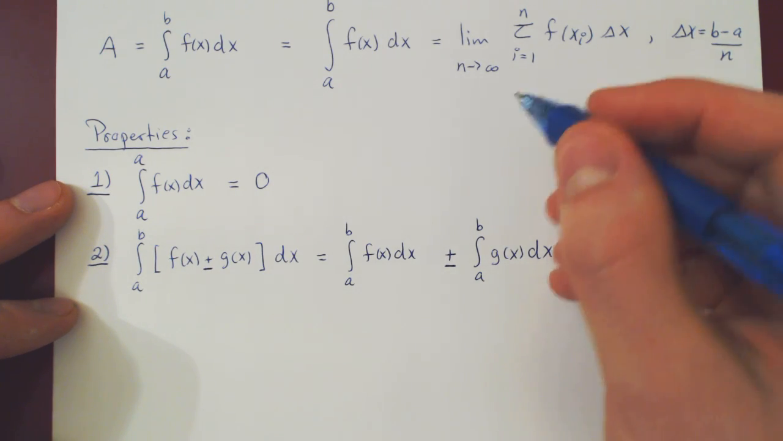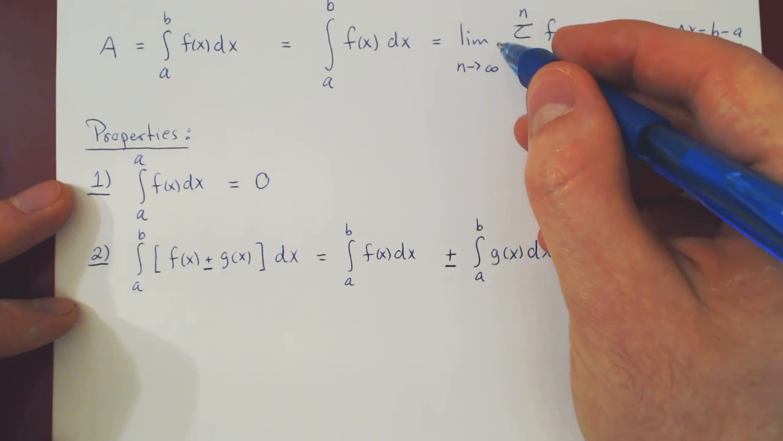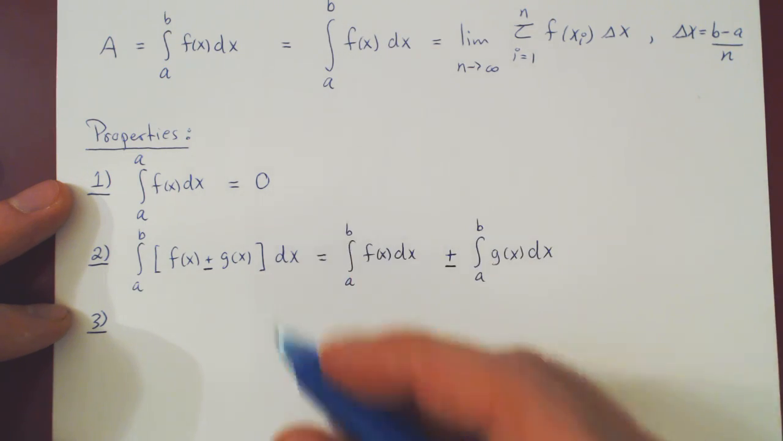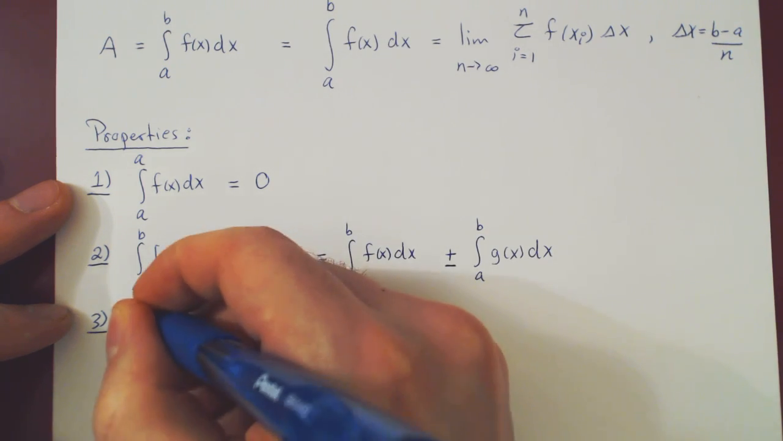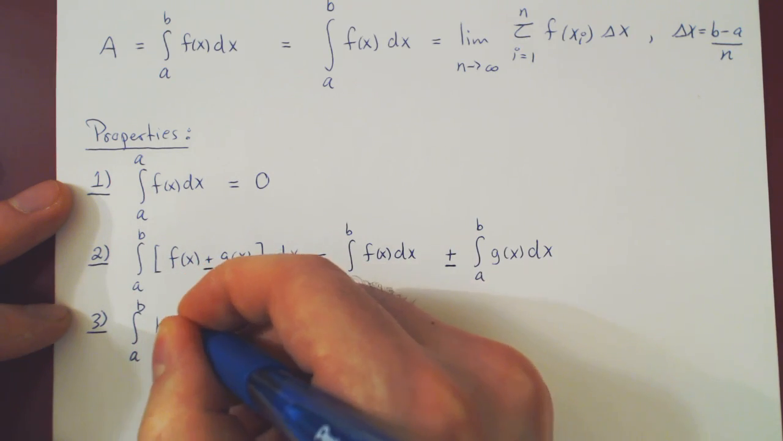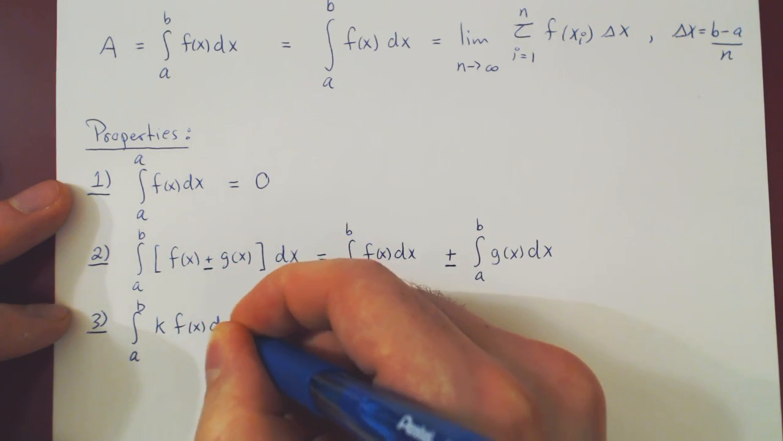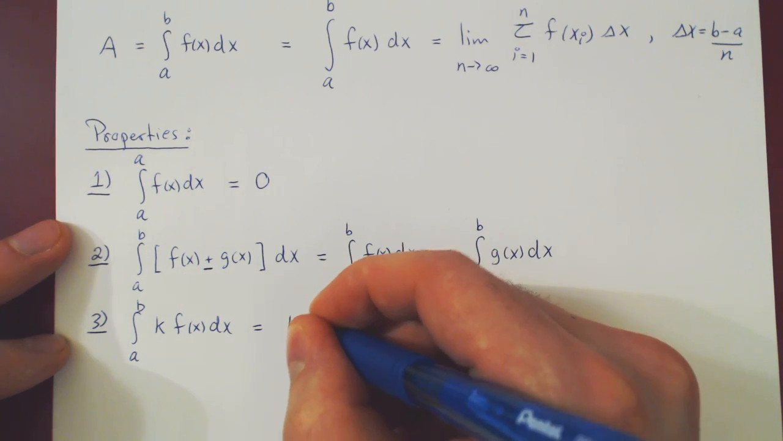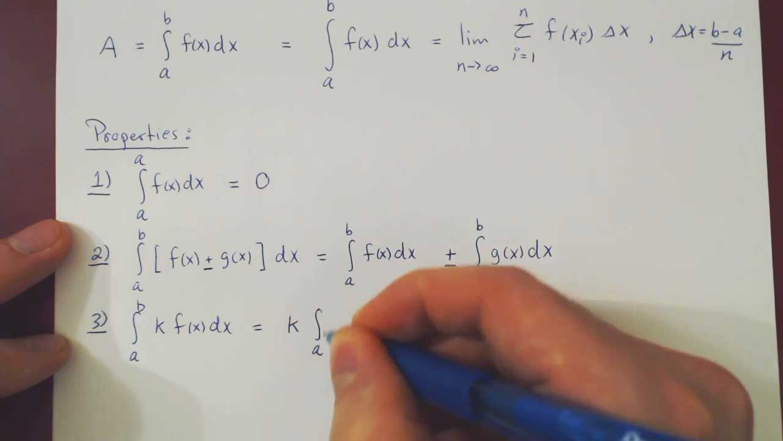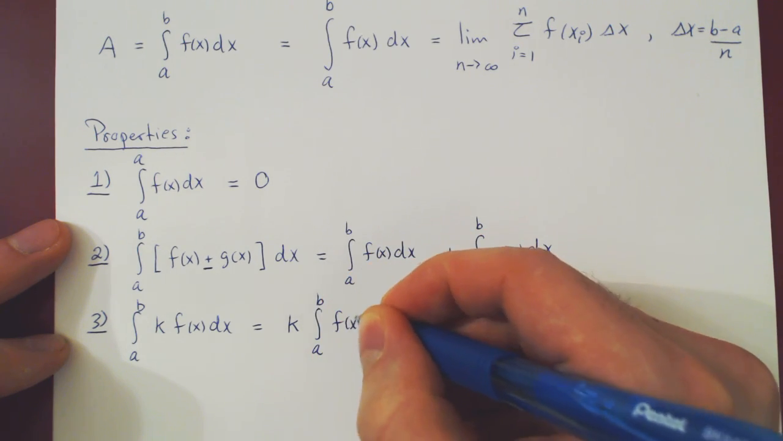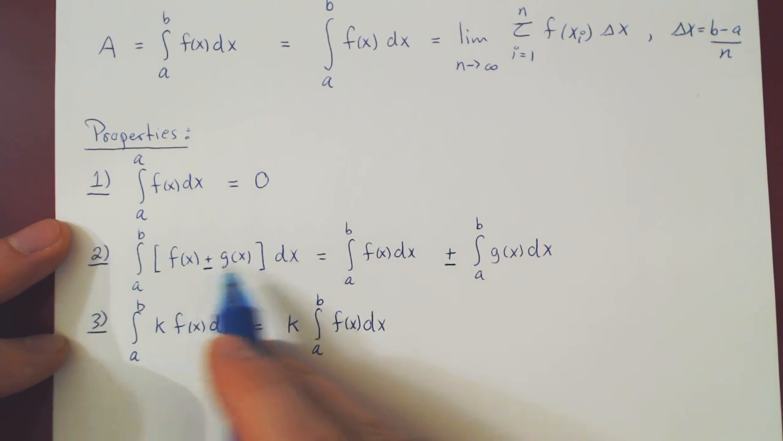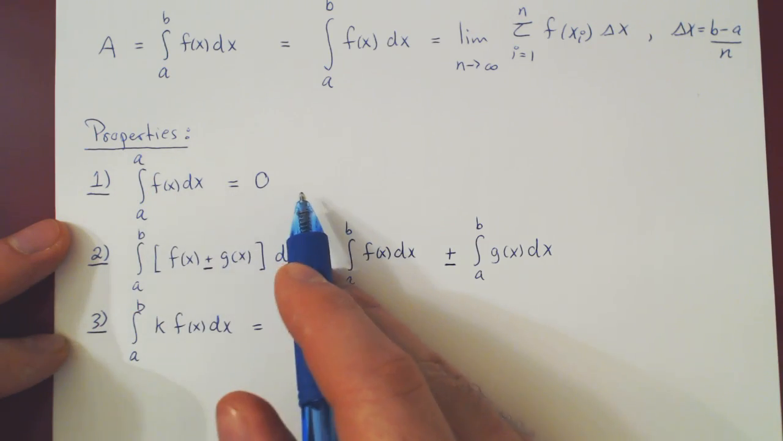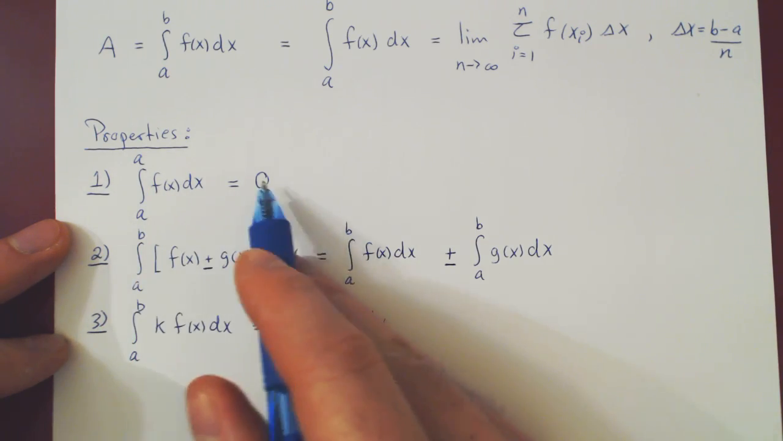Property 3. If you remember, we can pull a constant term out of the sum and also out of a limit. So the definite integral has the same property. If you integrate from a to b, say k times f of x, and k is a constant, we can move k outside the definite integral. So all very familiar properties. Property 1, again, thinking of the area, also is very trivial. The area of a line is 0.